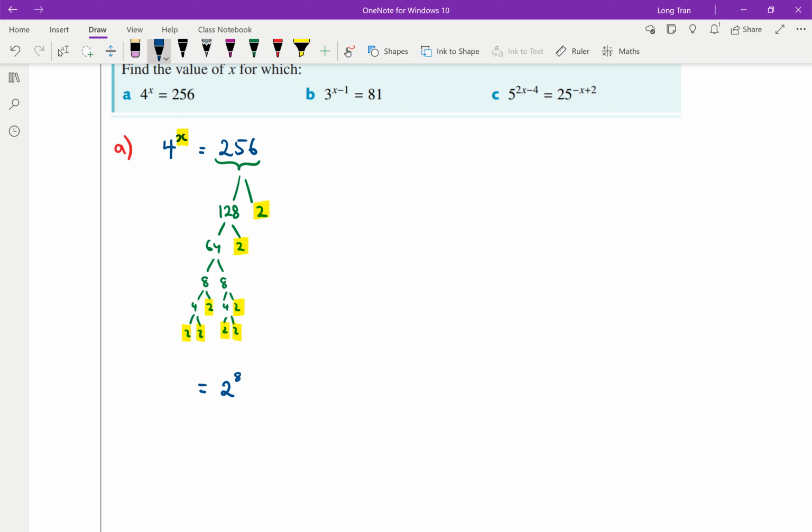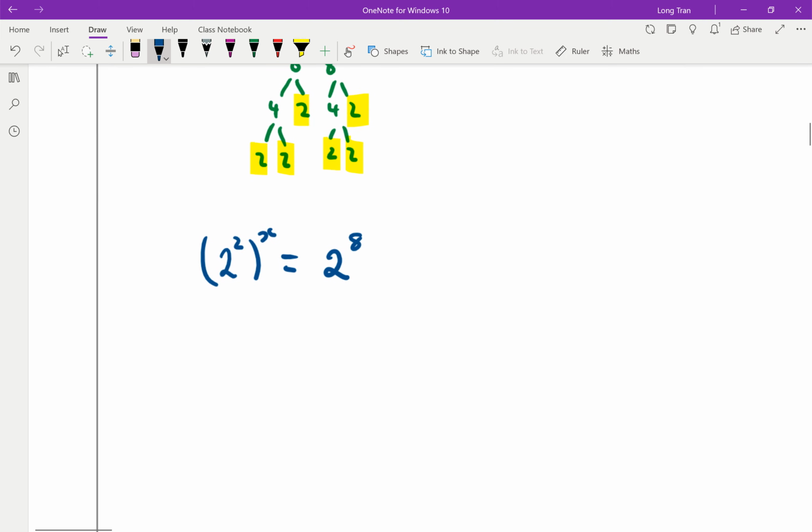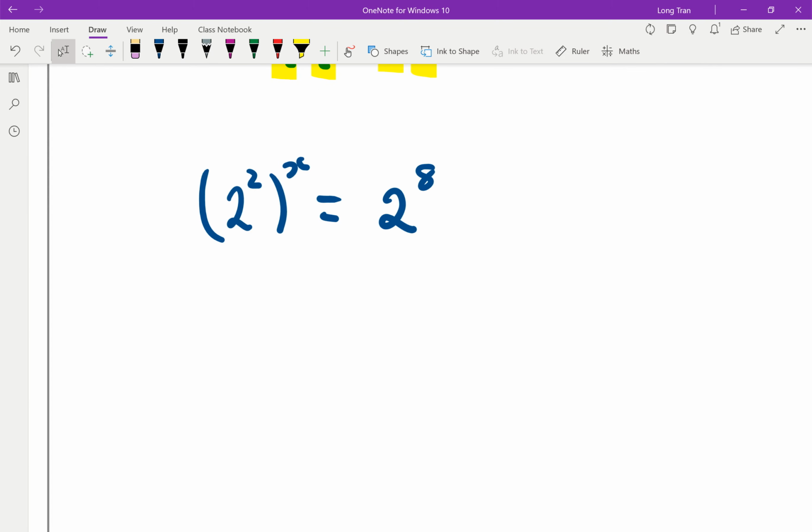And 4 over here, we can rewrite the 4 as 2 squared, and then that's to the power of x. Now, can you see, by comparison, they both now have the base 2. This is a base 2, and that's a base 2. So when I use our index laws, I know that I can multiply these two powers together. This becomes 2 to the power of 2x is equal to 2 to the power of 8.